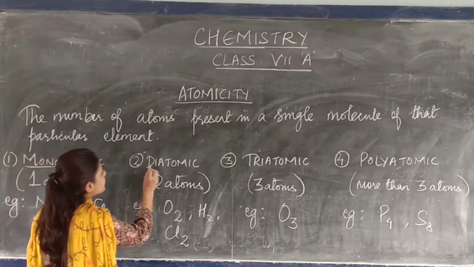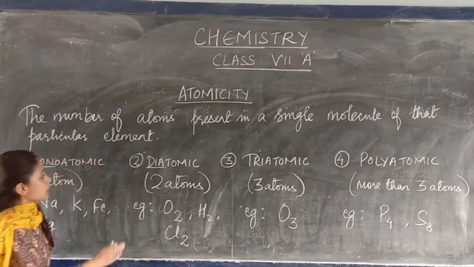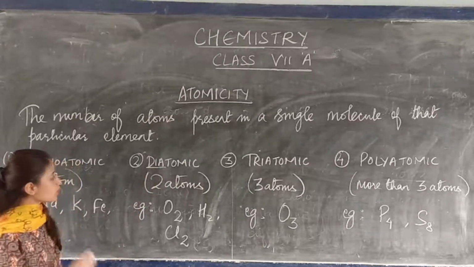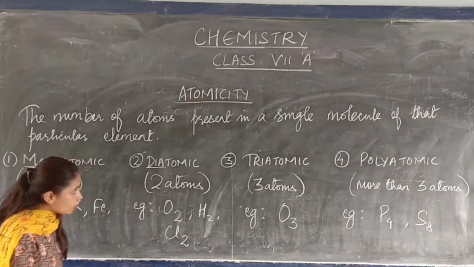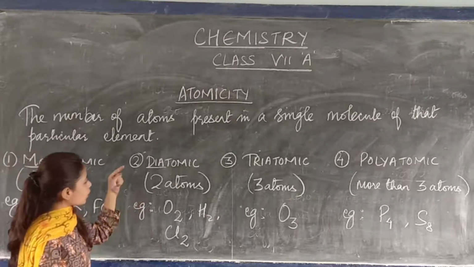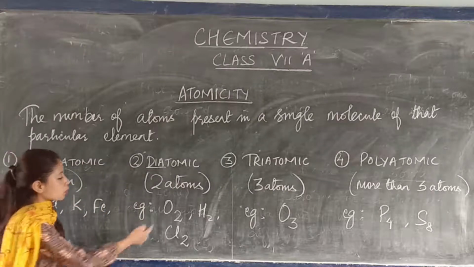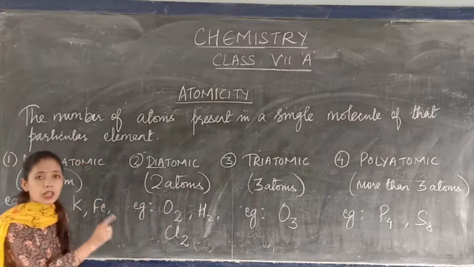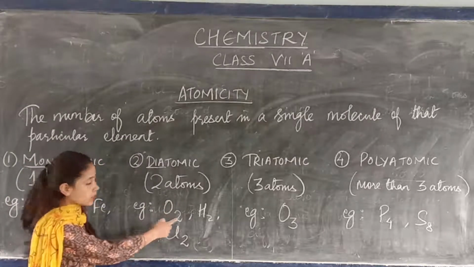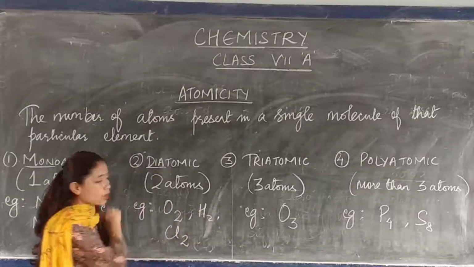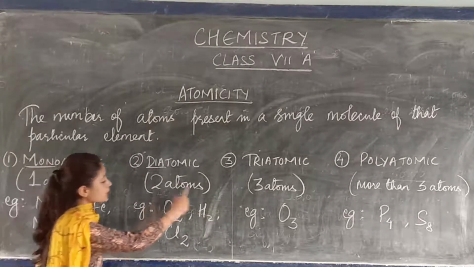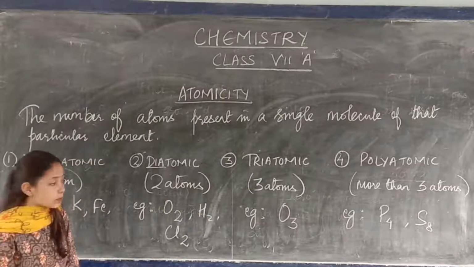Now next one is diatomic molecules. Di means two. When a molecule contains two atoms, that molecule is called a diatomic molecule. So O2, here two atoms of oxygen are present, so one molecule of oxygen contains two atoms of oxygen. This is H2, two atoms of hydrogen. Chlorine, Cl2, two atoms of chlorine. So these are diatomic molecules.